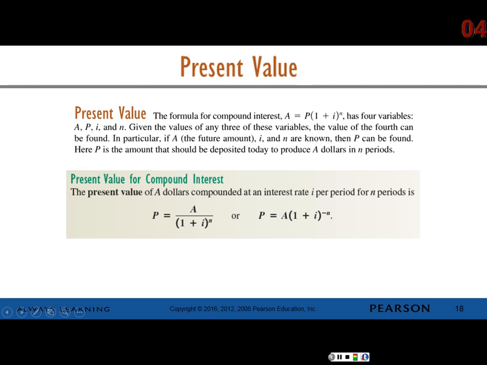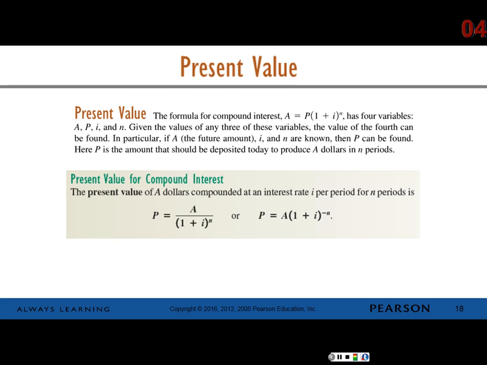The next problem we have in section 5.1 is to determine present value. Now for this you actually can use the solver, but the formula for present value isn't difficult. Present value is when you take the formula for compound interest, which is A, the future value, equals P, the present value, or the principal, times the sum of 1 plus the interest rate to the power of N, where N is the number of years.